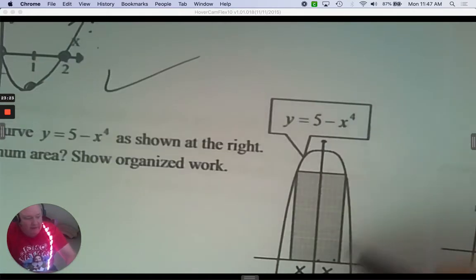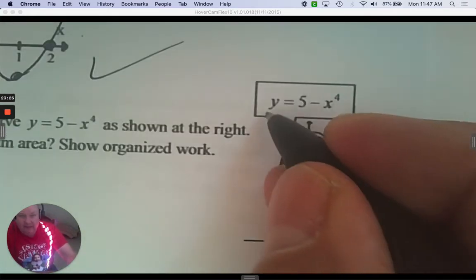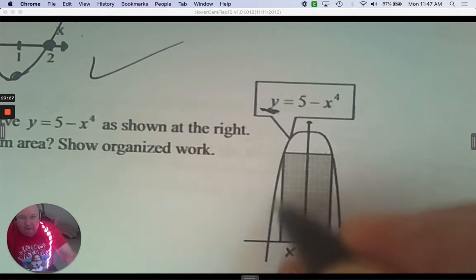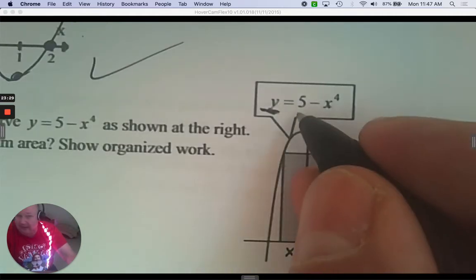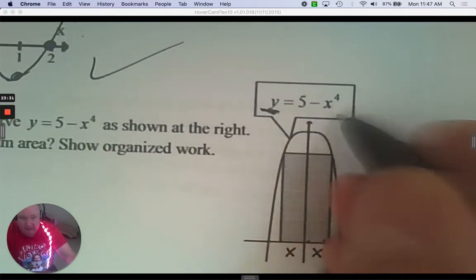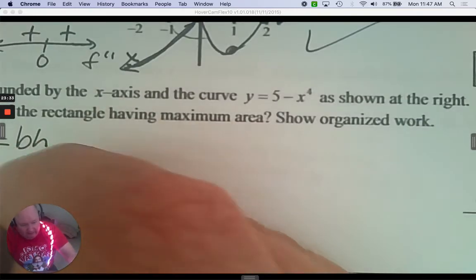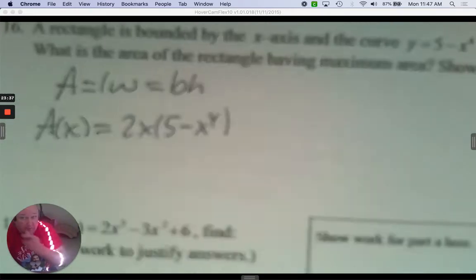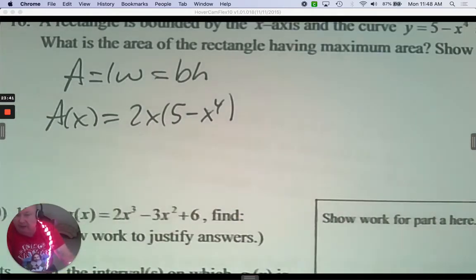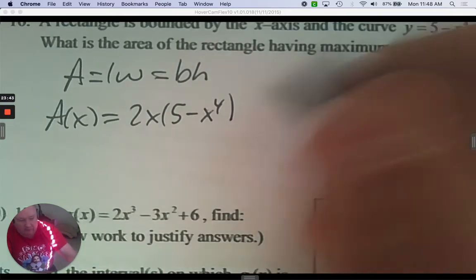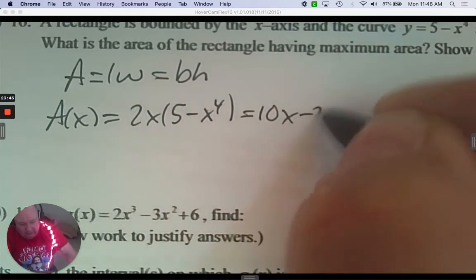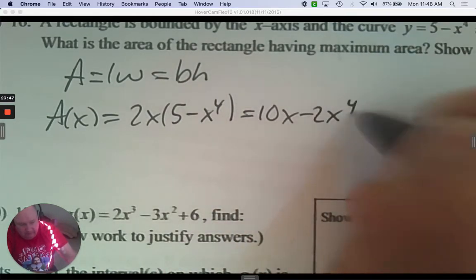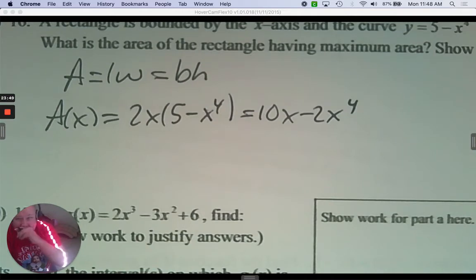And then what's the height of this rectangle? That's the y coordinate. Everywhere the y coordinate is creates the height. In terms of x, the height is 5 subtract x to the 4th. So we create a function in terms of x that describes the area of that rectangle. I'm going to multiply this through, and then I'm going to take the derivative.